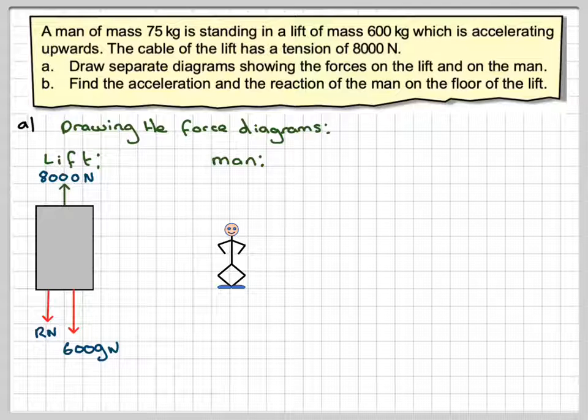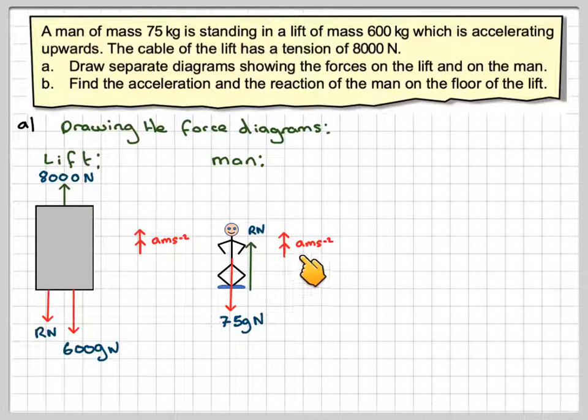On the man, don't forget that there is an acceleration, and that should be on the force diagram as well. On the man, we've got his weight acting downward, which is 75G newtons, and we've got the normal reaction that he feels standing on the lift floor, which is R newtons, and we've got the acceleration A meters per second squared.